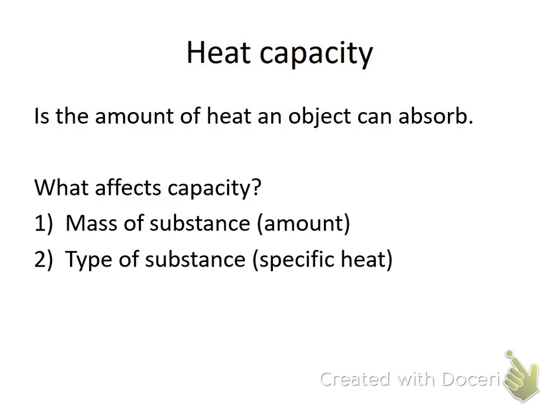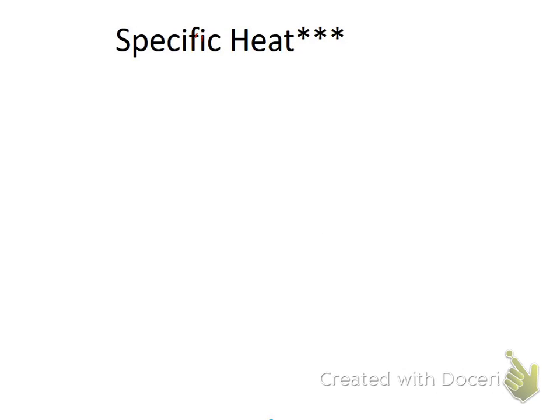The second thing is what type of substance. Different things store different amounts of heat. Water is a good storage device for heat because it has a large specific heat. Things like metals don't store heat very well. They just get hot. We want things that don't get very hot and take a lot of energy in order to change their temperature. We call that a high specific heat. Pause here. All right, let's move on.